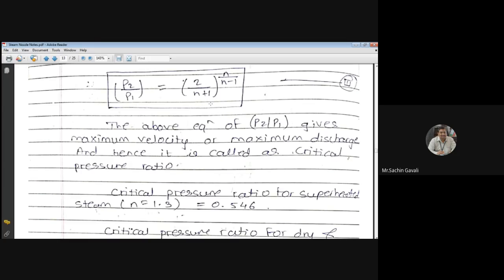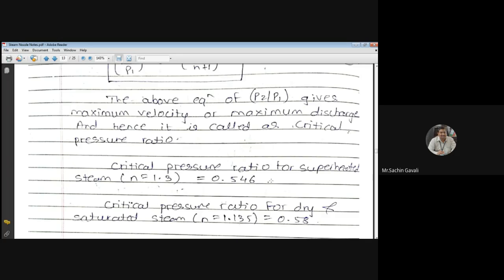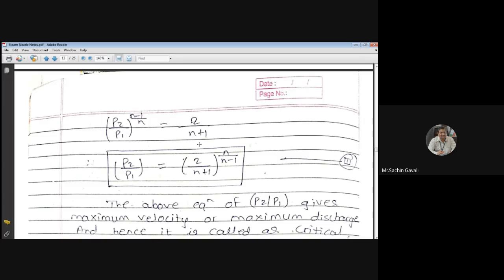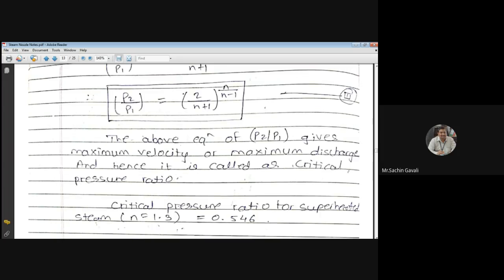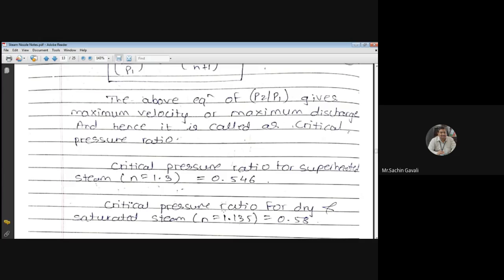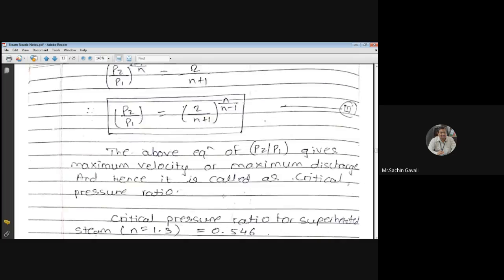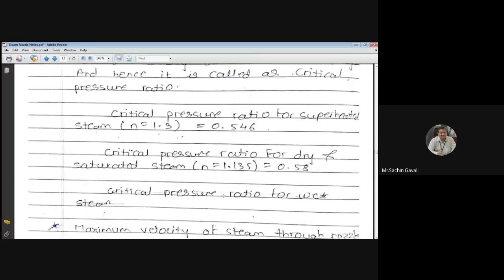And this critical pressure ratio value depends only on the value of n. What is n? Adiabatic index. Therefore the critical pressure ratio for superheated steam, n is equal to 1.3: if you put n is equal to 1.3 here, p2 upon p1 is 2 upon n plus 1 raised to n upon n minus 1, we get the critical pressure ratio value for superheated steam as 0.546. For dry and saturated steam, n is equal to 1.135, if you put it, it will become 0.58. So these are going to be MCQ questions.